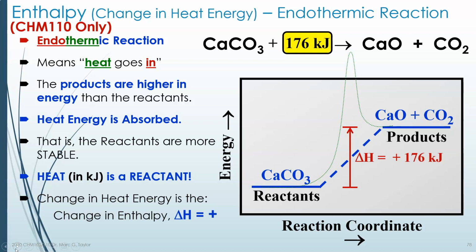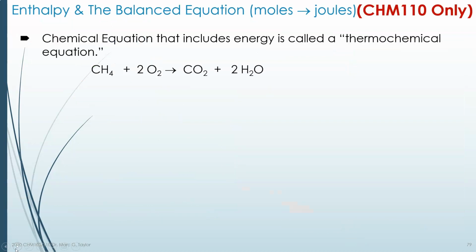So because we're adding heat to the reaction, our change in enthalpy is positive, and in this case, it's a positive 176 kilojoules of energy for every 1 mole of calcium carbonate that we are decomposing. It is a positive change in enthalpy.